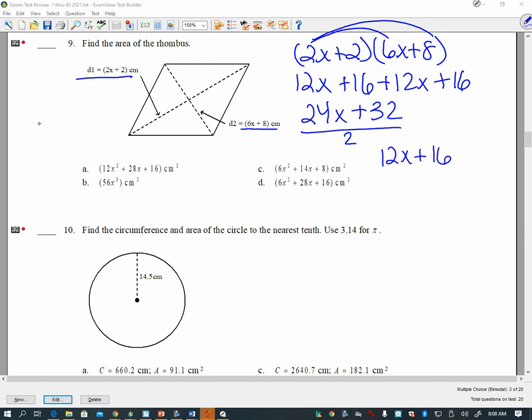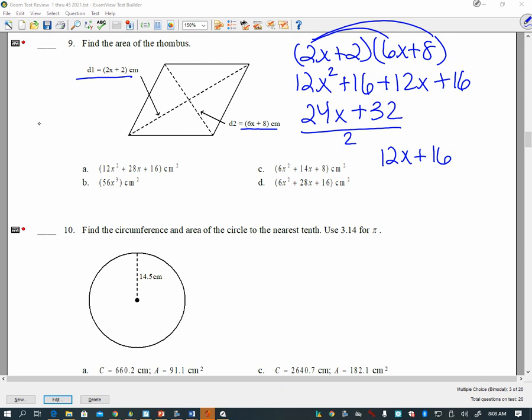12x plus 16. I don't see that as an answer in here, and I can tell you at least 2 places where you messed up. The only reason I let it go is because we need to see how little mistakes at the beginning get bigger as we go throughout the whole thing. So 2x times 6x is what? Is it just 12x? It's 12x squared.